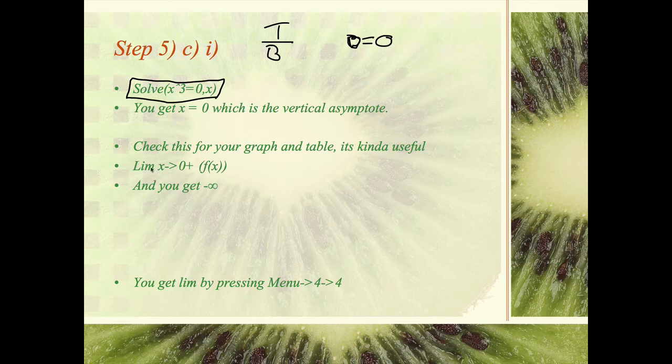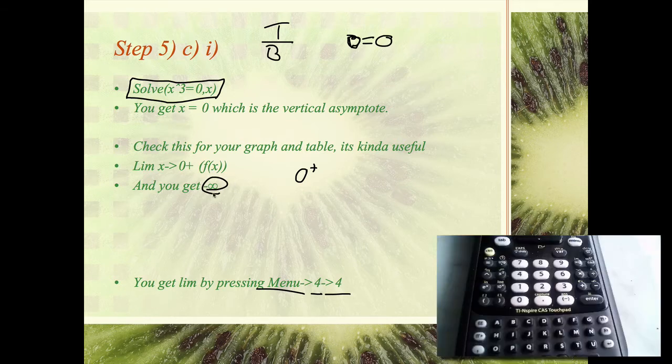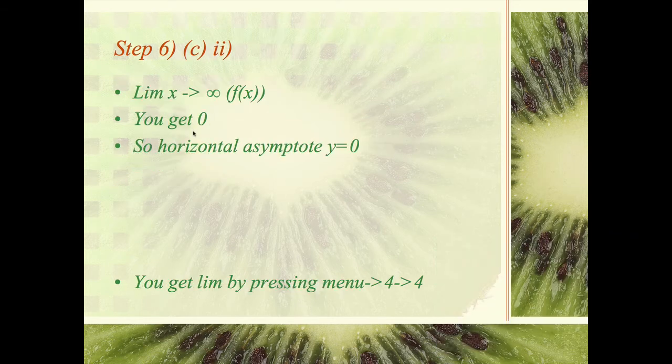Do lim x tends to 0 from above of f of x. You get lim by pressing menu 4, and then you get the infinity sign again by pressing the little pi button, which is right here. Now to get the horizontal asymptote, you do lim x tends to infinity, and you get 0, so the horizontal asymptote is 0. You get lim again by pressing menu 4. It's good to remember all these combinations, but you could just as well write them down somehow.